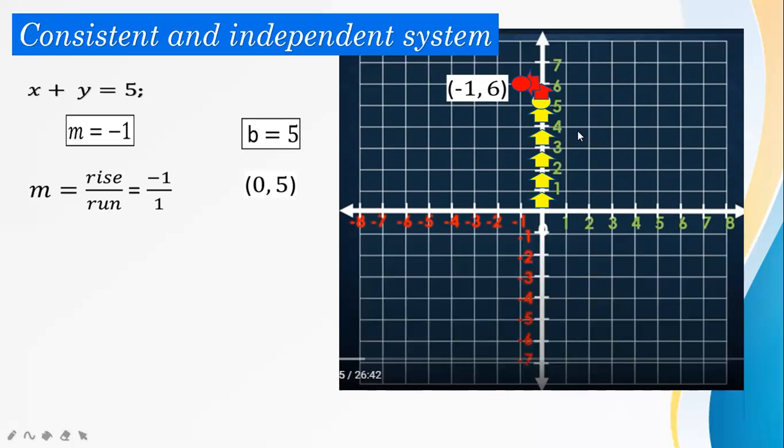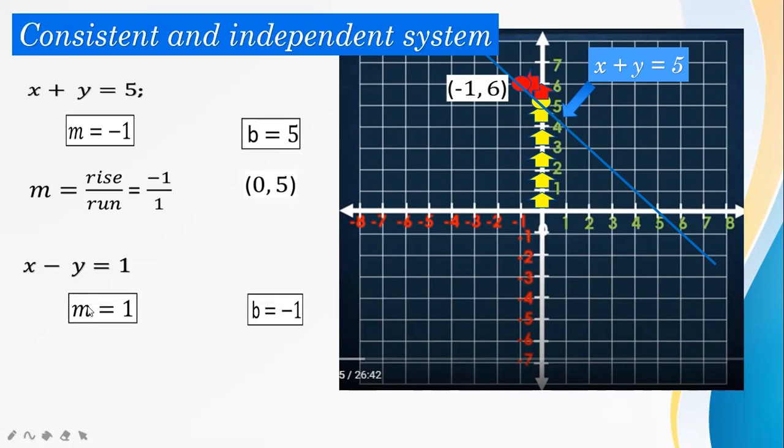And then after that, we have 2 points. So we need at least 2 points. So therefore, these are the 2 points. And then draw a line to connect the 2 points. So therefore, this will be your graph. So we have x plus y equals 5. Next one, the second one is x minus y equals 1. That will be your second equation.